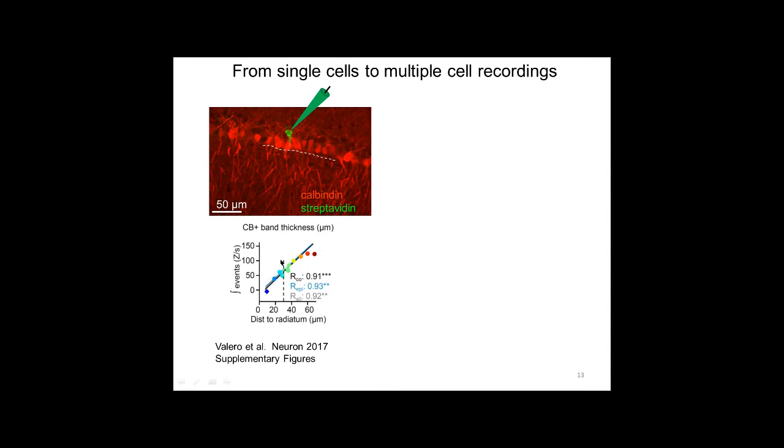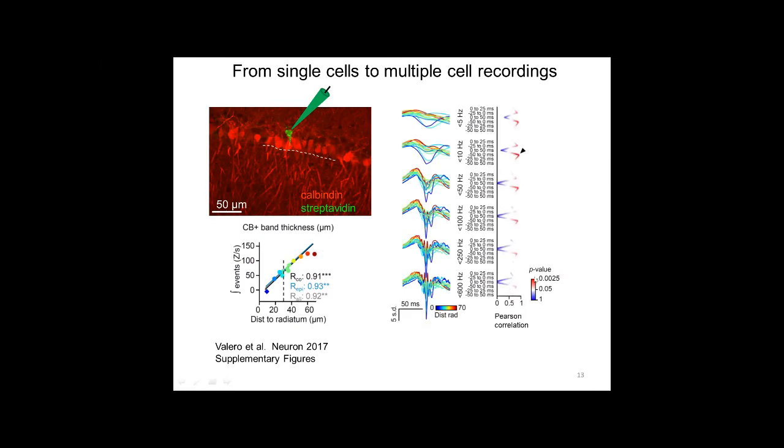Okay, so we examined many features of the sharp-wave ripple by filtering using different filters. Each color here is the distance to radiatum, meaning that this ripple here, which is blue, was recorded closer to the border, and this ripple here, which is more red, was recorded far away from the border. These are in the supplementary figures of this paper.